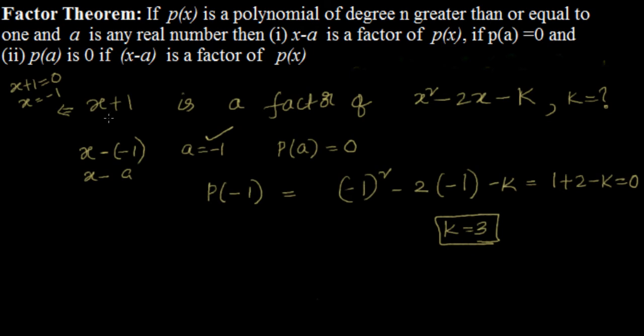We know that if x plus 1 is a factor of this polynomial, then the x value of minus 1 will also be a 0 of this polynomial. If it is a 0, then p of that value, minus 1, should be equal to 0. Because we know that the remainder equal to 0 when a number is divided exactly. So we have substituted that, and we found the value as k equal to 3. Now let's do one more example.